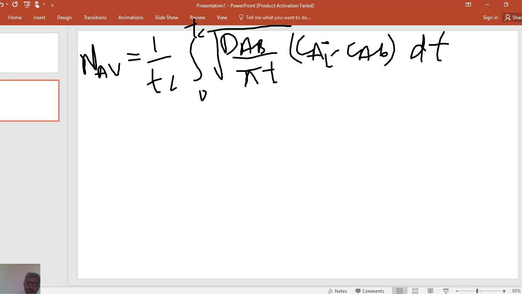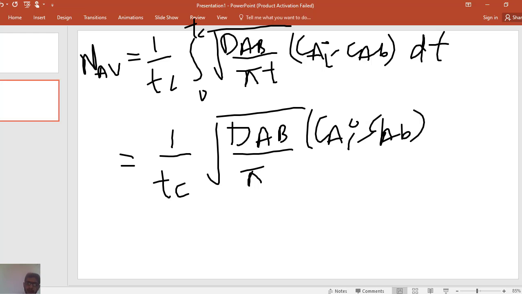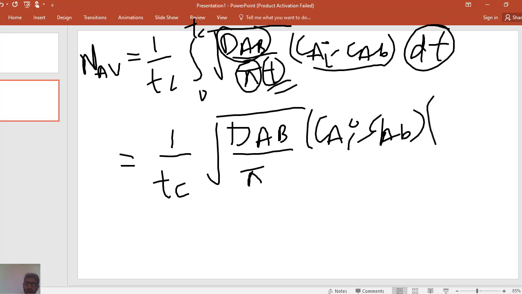and dt. Now we know that this is 1 over Tc, this is the DAB, this is the pi, under the root, this is the concentration at the interface minus the concentration in the bulk, and this is the time. So we will apply the integral only to the time, not to pi and DAB. These are constant, these are also constant. So apply the integral sign to 1 over root t, dt.